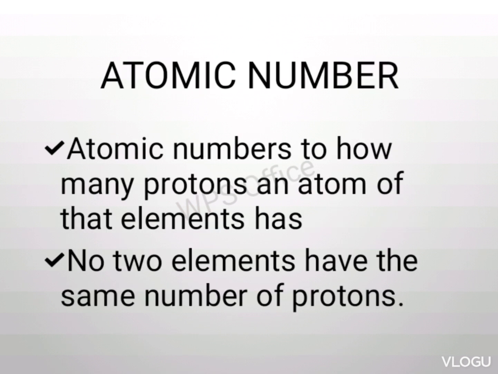What is atomic number? Atomic number is how many protons an element has, and no two elements have the same number of protons. It is the number of protons in the nucleus, which is the same as the number of electrons in the atom. It is also accompanied by the element's common name and a one or two letter symbol that represents the element.